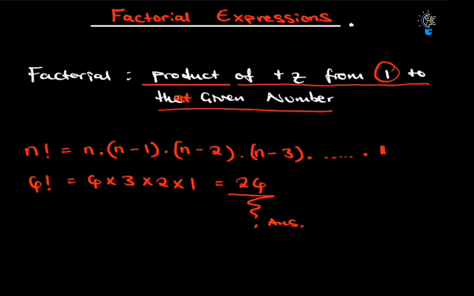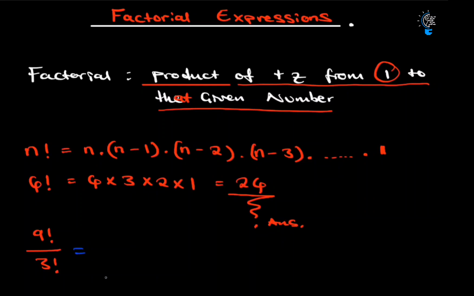So that's how we evaluate a number with a factorial. Okay, let's try out our first example under factorial expressions. Let's say we have 9 factorial divided by 3 factorial. How do we go about finding the value of an expression like this one?